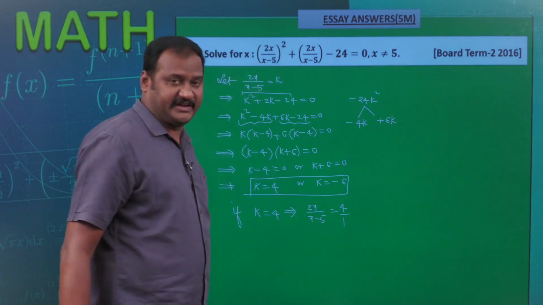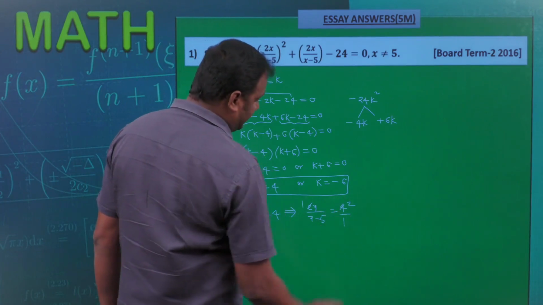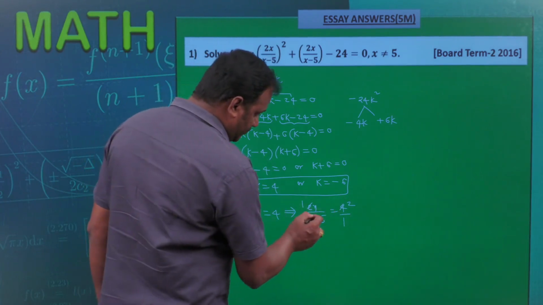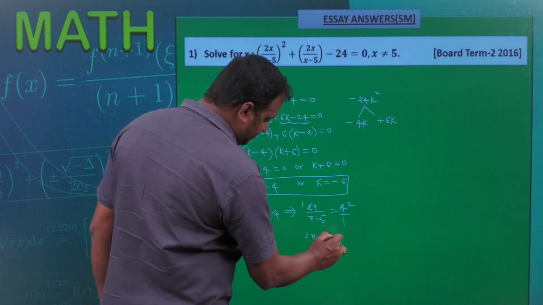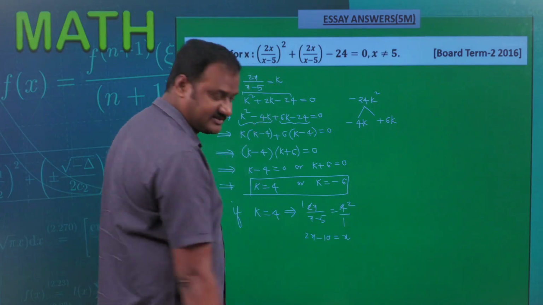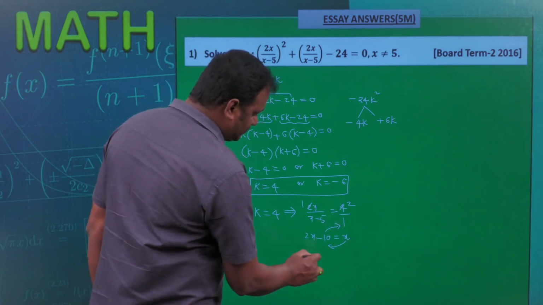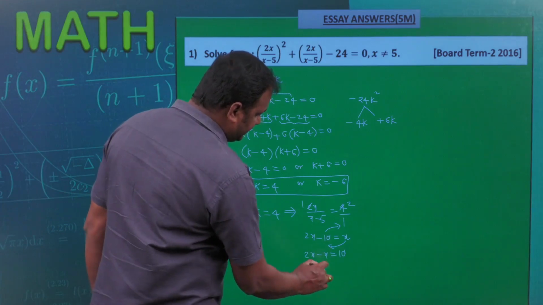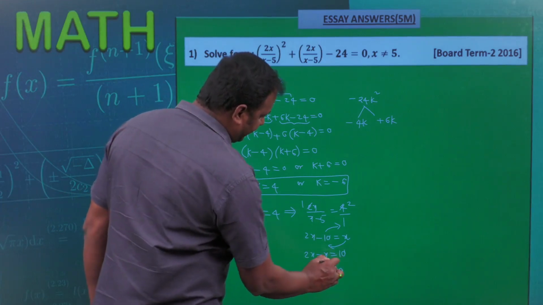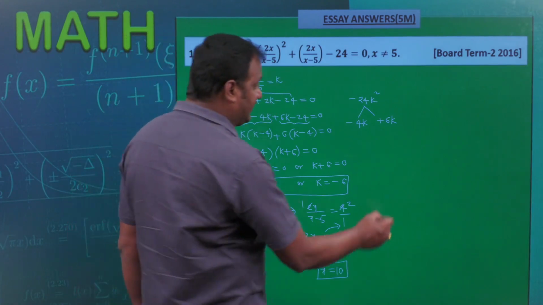Let us try to simplify to get the value of x. 2 1s 2, 2 2s are 4. By cross multiplication, 2x is equal to 4 times x minus 5, that is 4x minus 20. So transpose 2x towards the right hand side and 20 to the left. So 4x minus 2x is equal to 20, that is, 2x is equal to 20. So this is one value of x. What could be the other value of x?